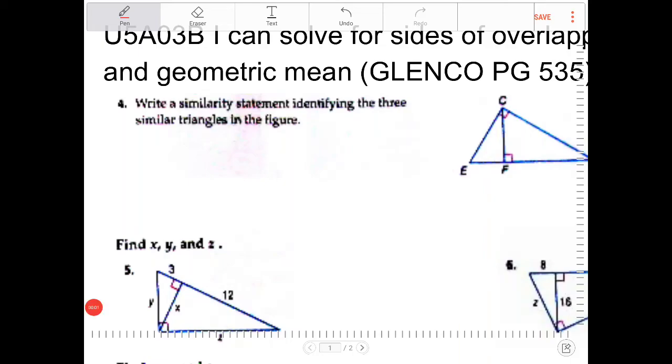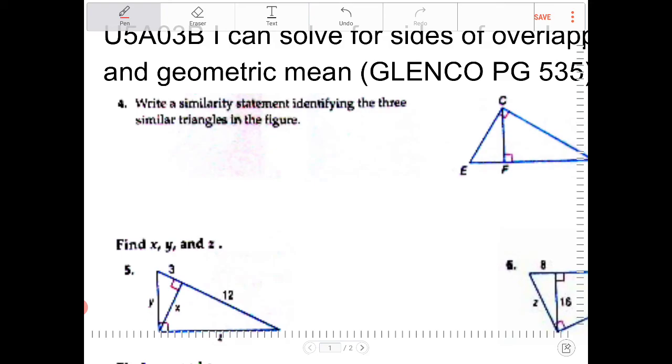Hello students, in this video I will go through exercise U5A03B where I will be solving for sides in overlapping right triangles. And you're going to see me apply the formula that we had developed from U5A03A, which was the geometric mean.